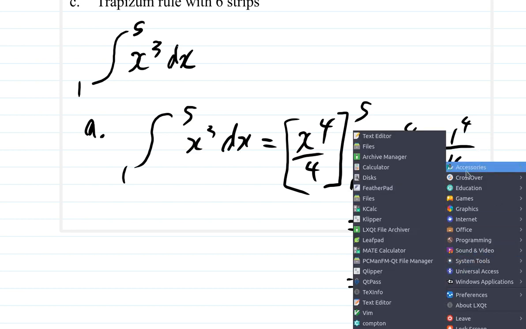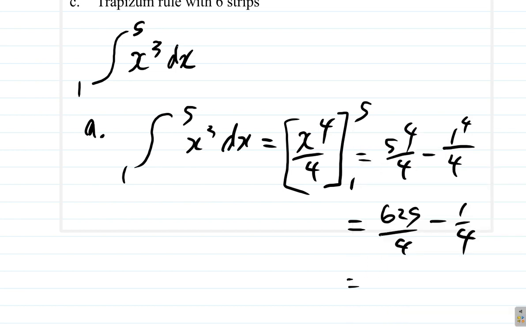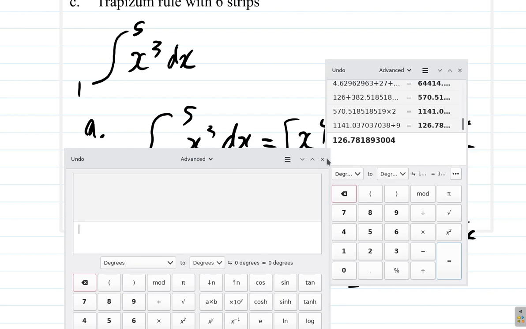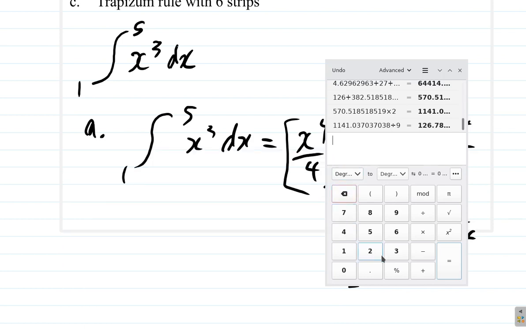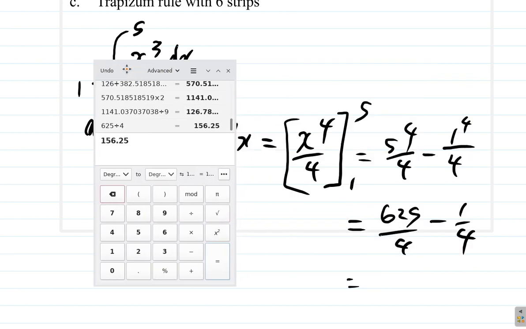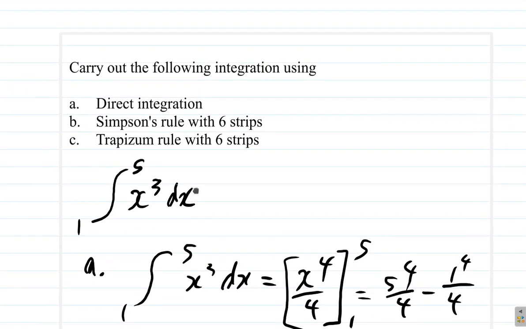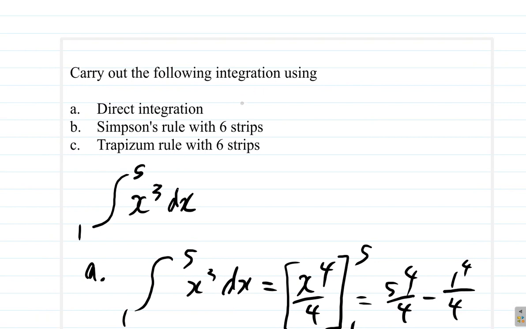What does that give us? 625 over 4, and we minus a quarter, minus 0.25, and we get exactly 156. So direct integration gives us 156 square units.